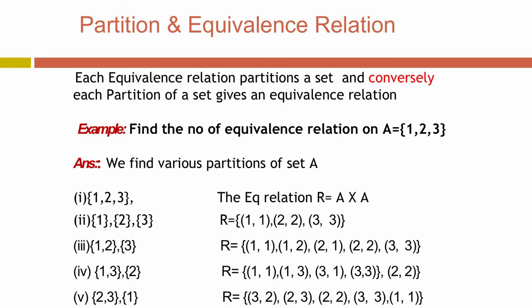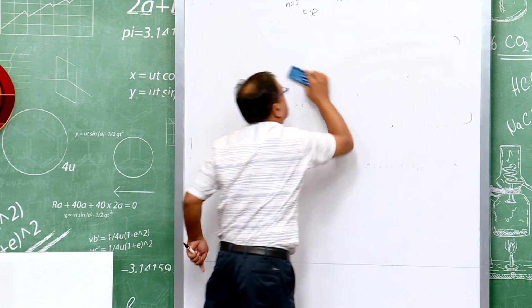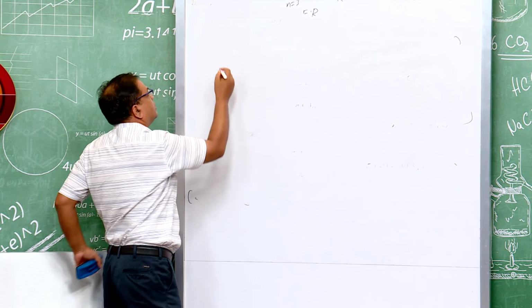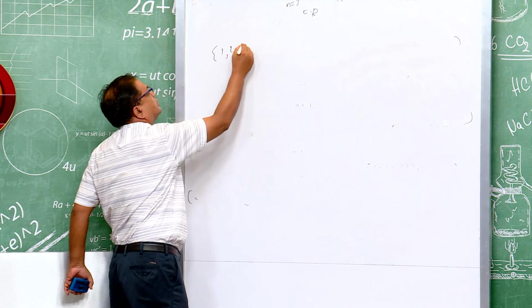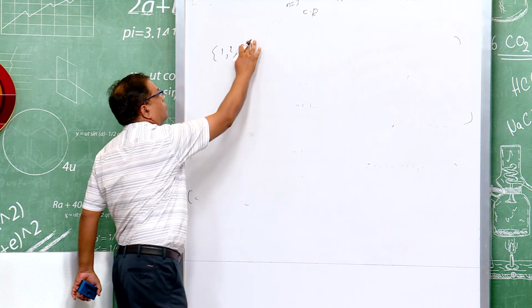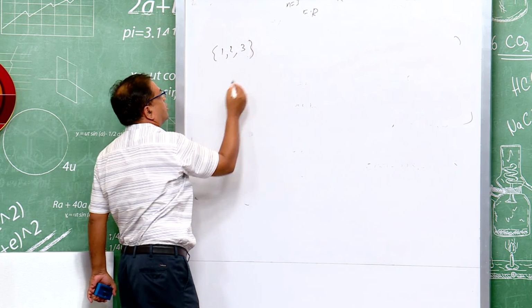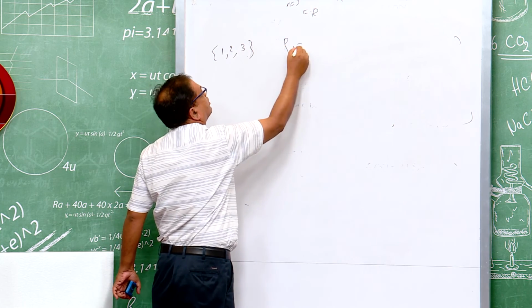On the left hand side, we have various partitions and on the right hand side, there are various relations corresponding to the partitions. So, the first one is actually the set 1, 2, 3. This can also be a partition of the set. So, what is the corresponding equivalence relation?